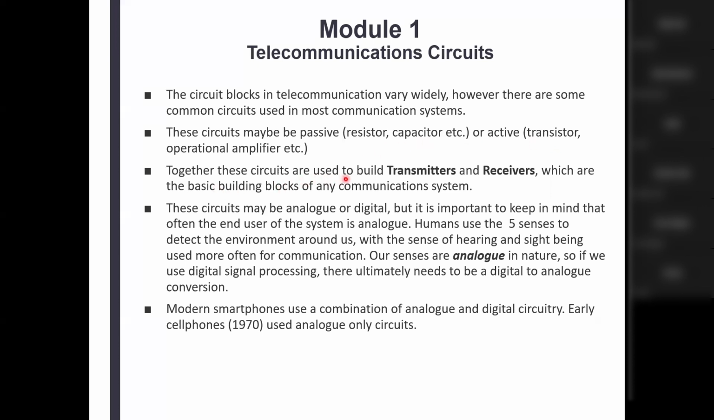Together, these circuits are used to build transmitters and receivers, which are the basic building blocks for any communication system. These circuits might be analog or digital, as we just talked about. A modern smartphone, for example, uses a combination of analog and digital circuitry. Early cell phones, in the 1970s, looked like a brick. They cost a lot of money. They used only analog circuits.